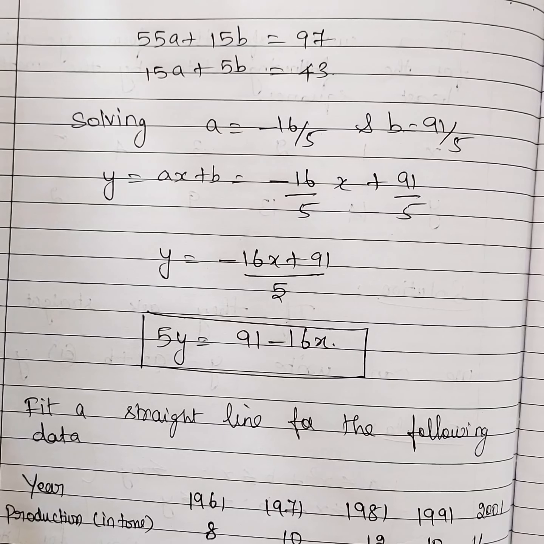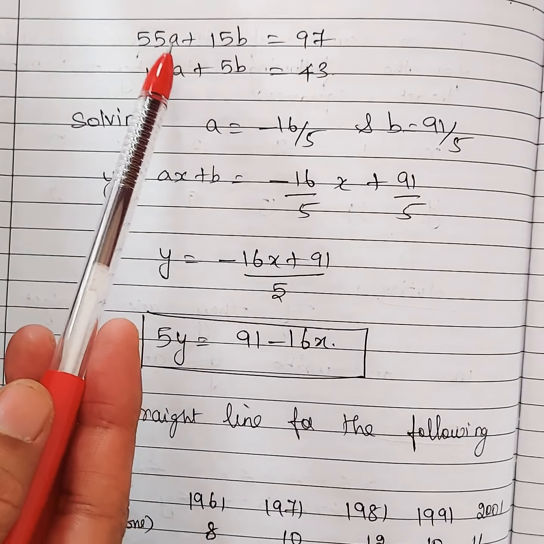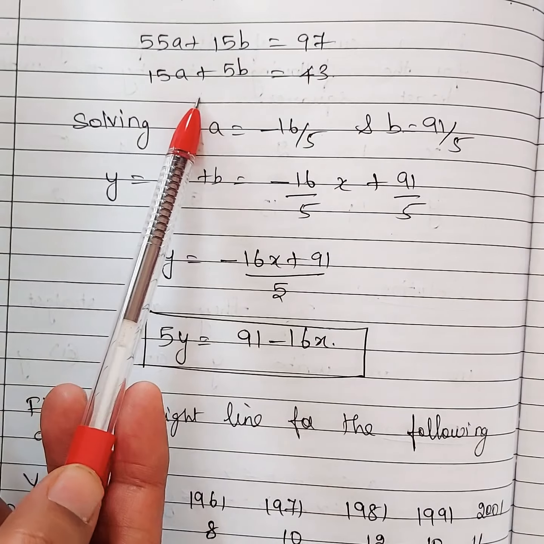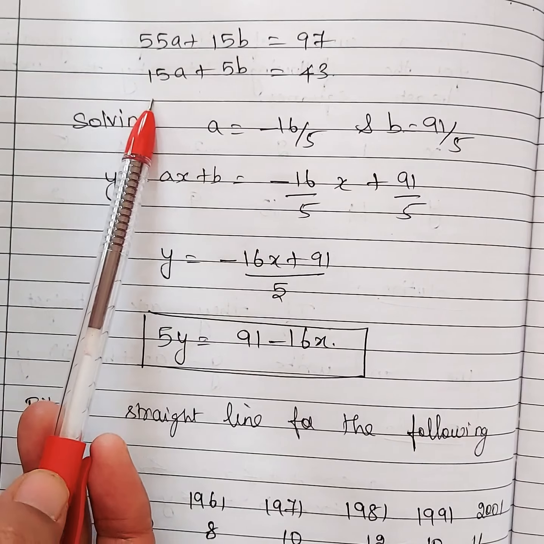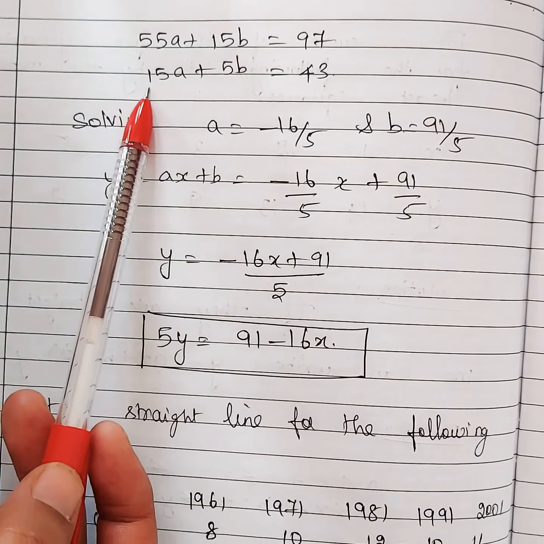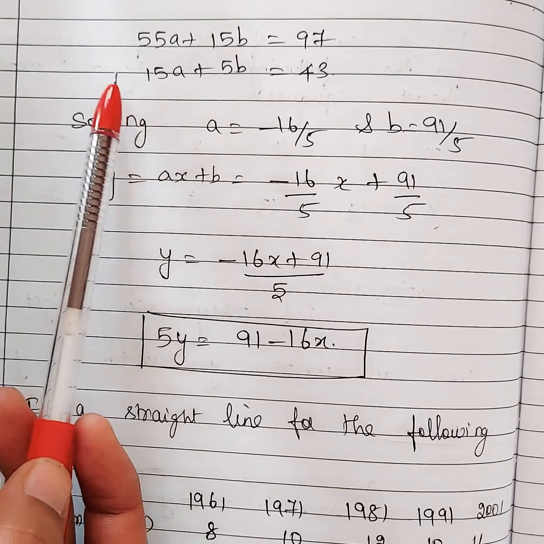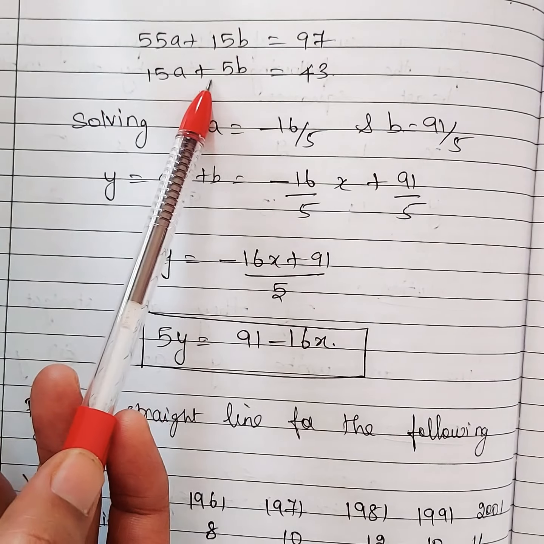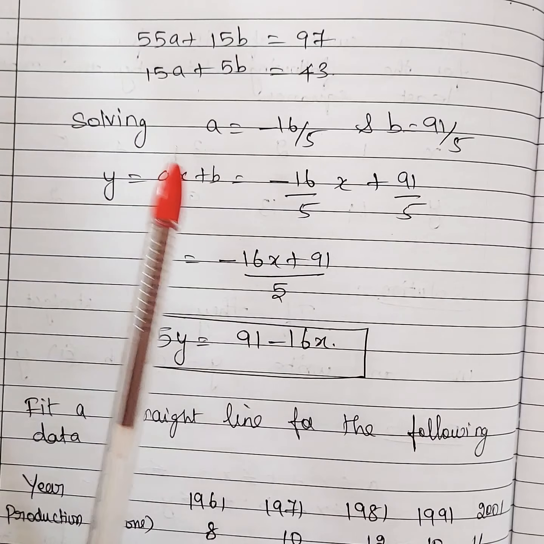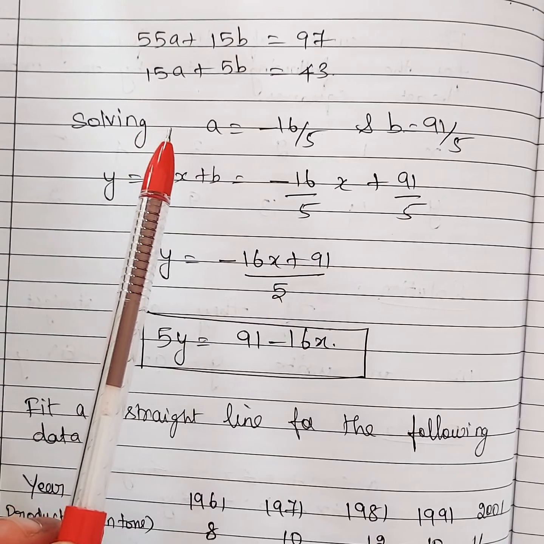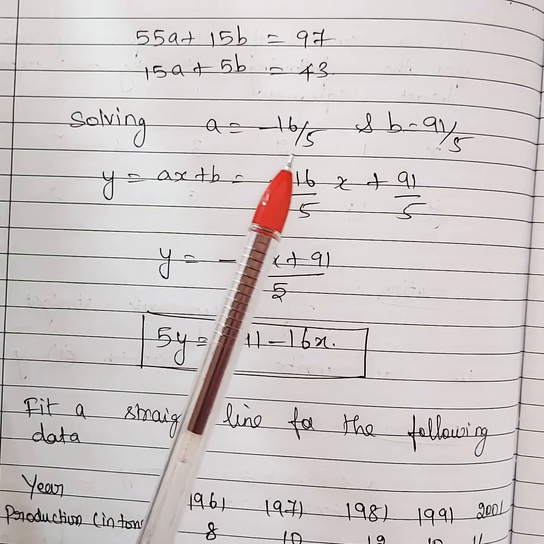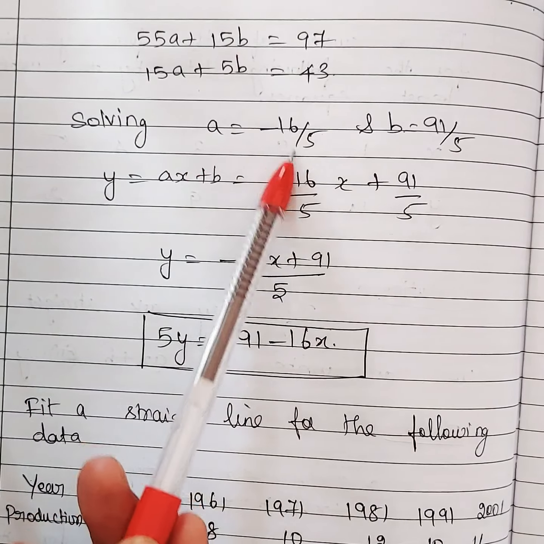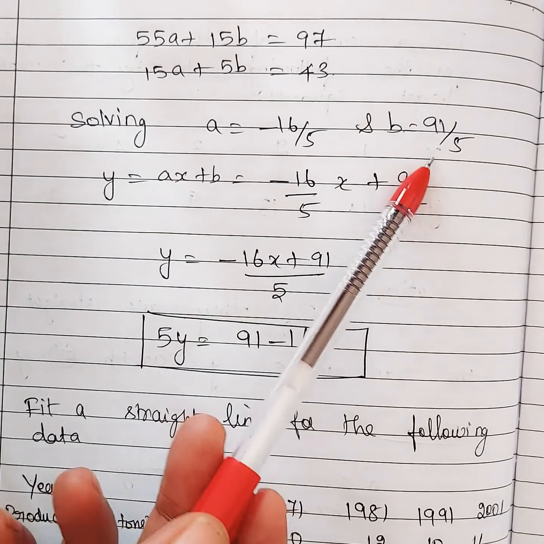So after substituting these values, a into all those summation of x square and everything, you will get an equation like this. You just use the calculator to solve. You can solve these equations on your own. Anyhow, multiply the second equation by 3, so b will get cancelled, subtracting. You can use the normal procedure, but using the calculator will give you the values faster and accurate. So we got a as minus 16 by 5 and b as 91 by 5.